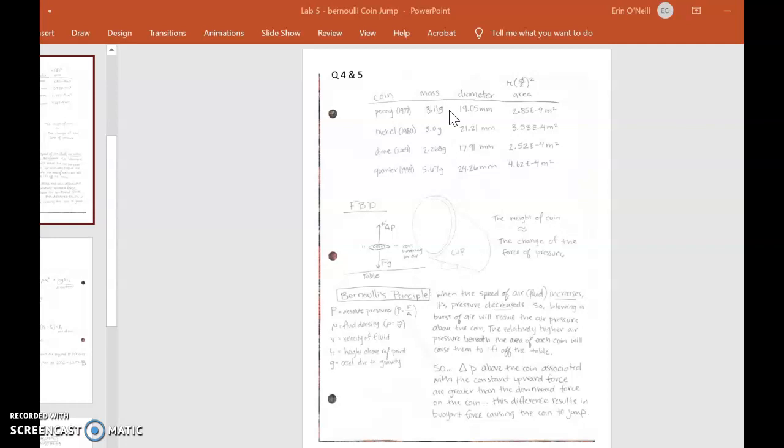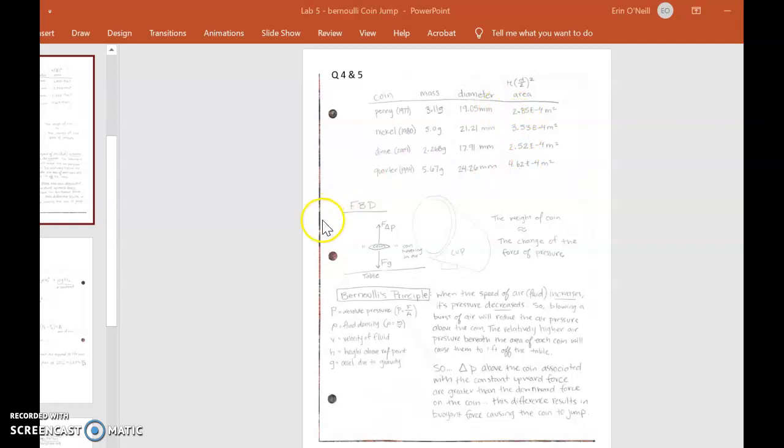So first I took the numbers I knew I had. For the penny, nickel, dime, and quarter, I found their mass in grams, their diameter in millimeters, and then I found their area, and I converted the diameter to meters in my equation to find the area. And this is all those answers here.